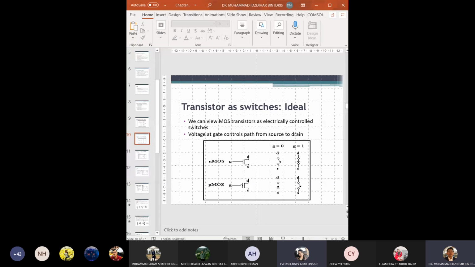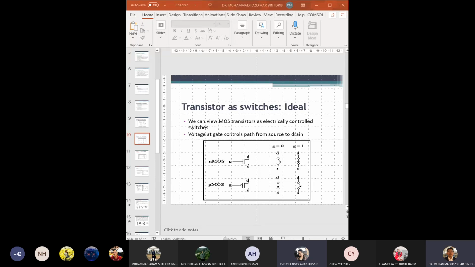MOSFET? Dia ada berapa kata apa, berapa kontak? Berapa terminal, berapa kontak? You need to know this one. Ada 3. Okay. What are they? GDS. So G stand for? Ground, gate, D drain, S source.